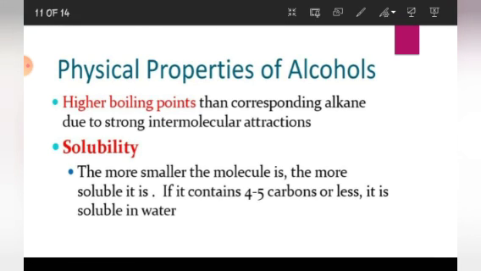Again, the same thing is written. Higher boiling point than corresponding alkanes due to strong intermolecular attractions, which are what? Hydrogen bonding. Right? Solubility: the smaller the molecule is, the more soluble it is. If it contains 4 to 5 carbons or fewer, it is soluble. It is completely soluble in water. Fine.